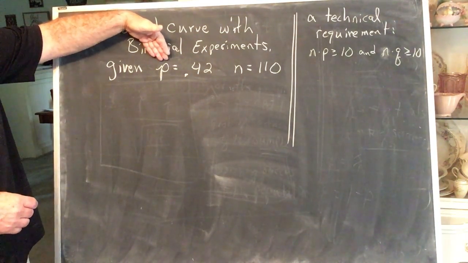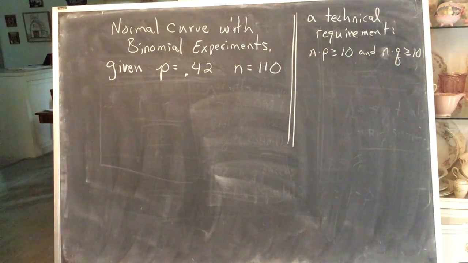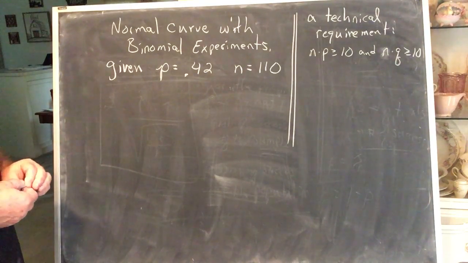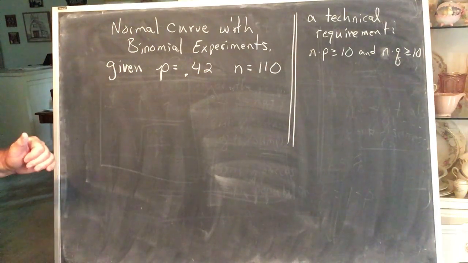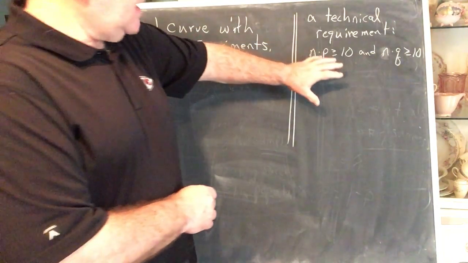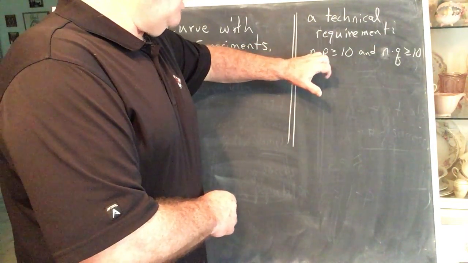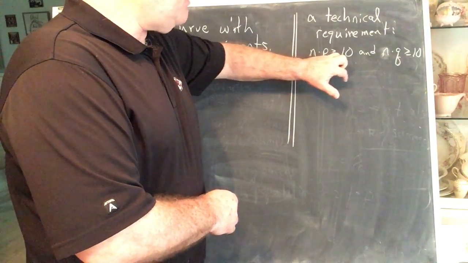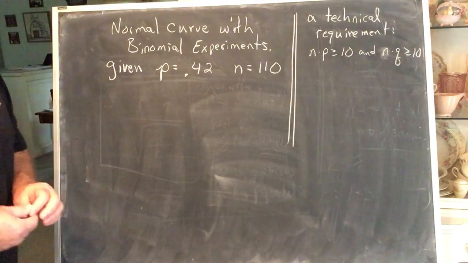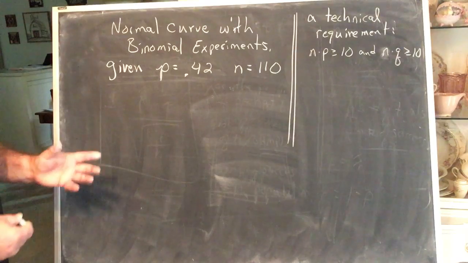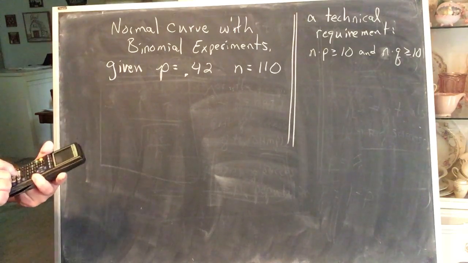Given the population proportion, so suppose we're given p is 0.4 and n, the number of trials or the sample size, is given to be 110. One requirement for this procedure to be valid is this. It's a technical requirement that for our course we won't need to concern ourselves with, but the two requirements are n times p must be greater than or equal to 10, n times q must also be greater than or equal to 10.